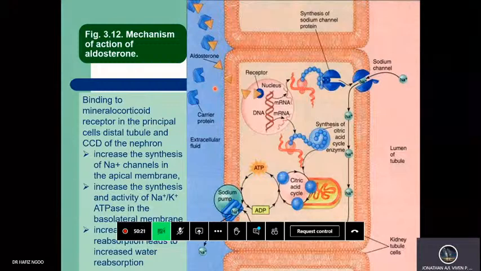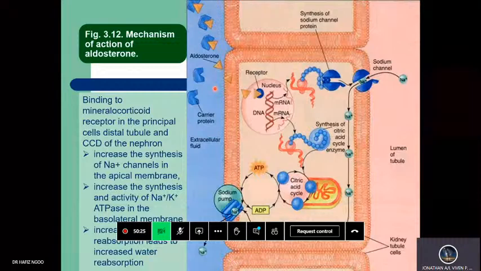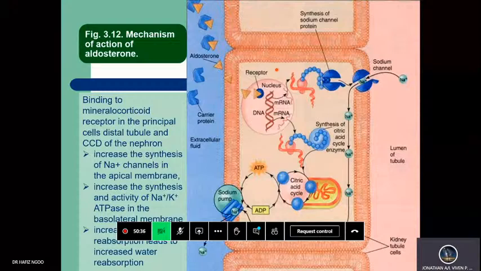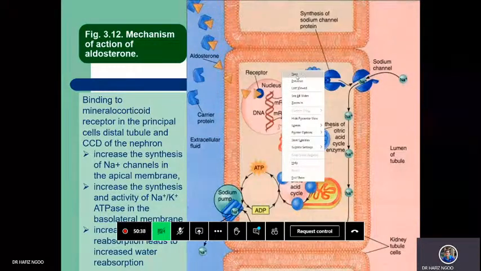Doctor, just now there was one slide where you mentioned aldosterone will bind to a G protein coupled receptor, and in this slide it shows that it's binding to an intracellular receptor. Can you explain a bit on that?